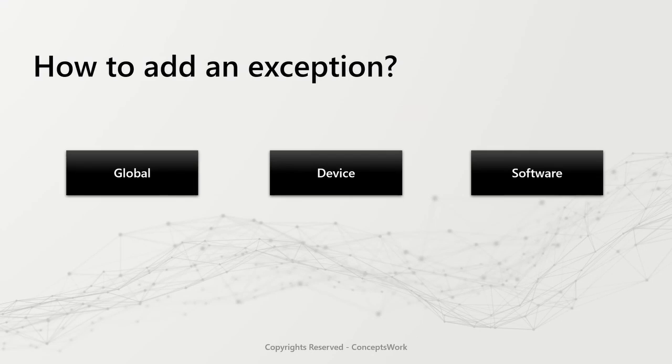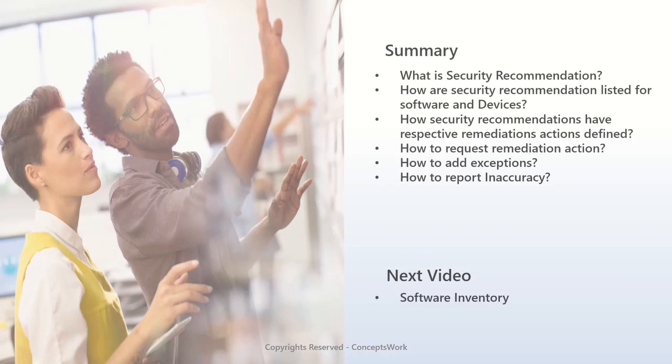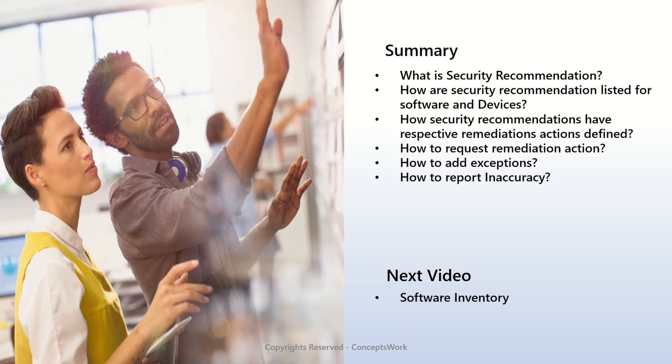Okay, so let's talk about a quick summary of what we have discussed in this video. We have discussed security recommendations. We have discussed how security recommendations are listed for software and devices. Then how a respective remediation action can be defined for a security recommendation, how to request a remediation action, how to add an exception, and how to report inaccuracy. In the next video, we are going to discuss software inventory.